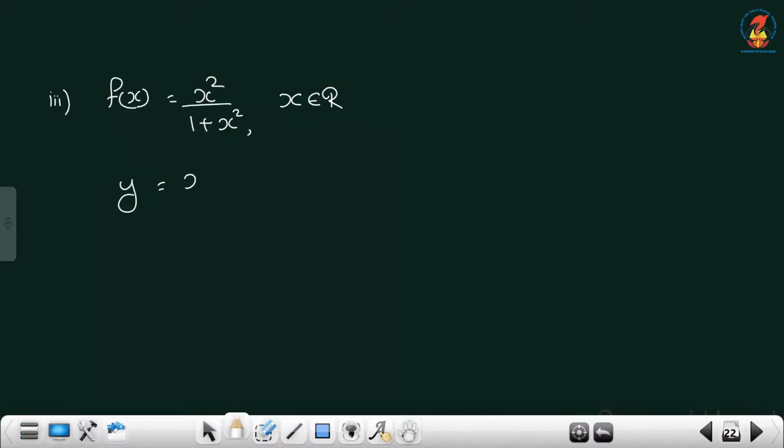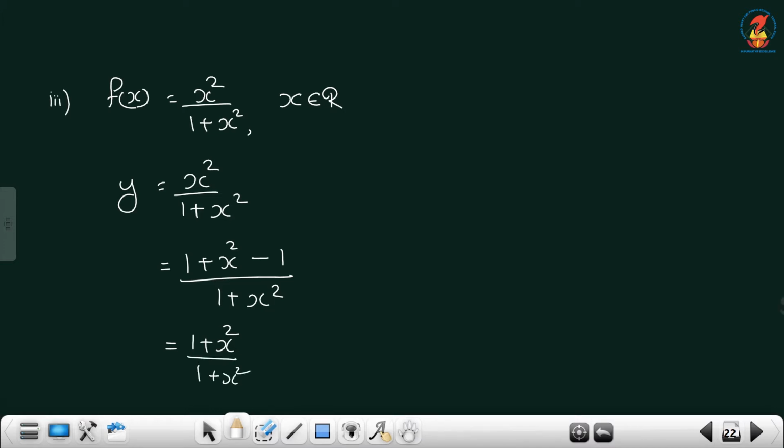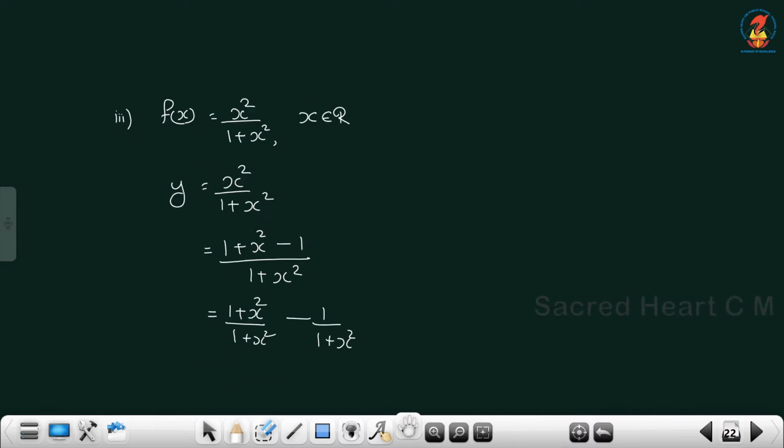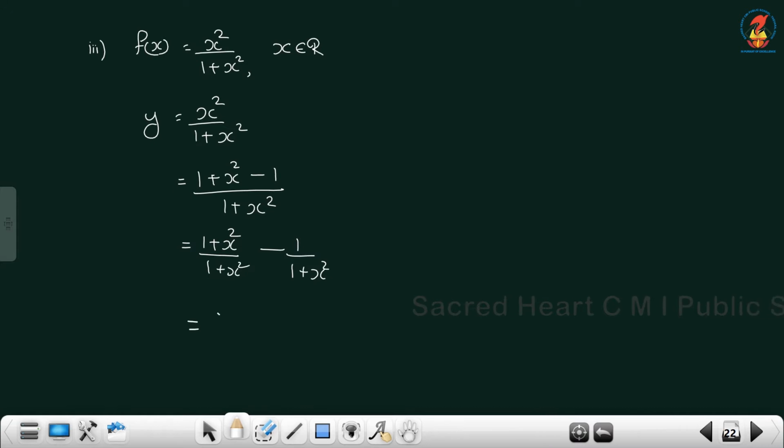So y is equal to x square by 1 plus x square. Either you can divide, since the degree of the numerator and the degree of the denominator are the same, you can divide. Another method is, in the denominator 1 plus x square, you can add 1 and subtract 1. Then you have to split it. Take this as one term and one another term. So that becomes 1 minus 1 by 1 plus x square.